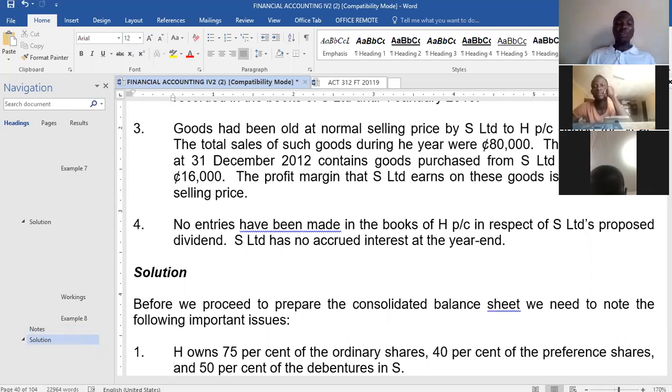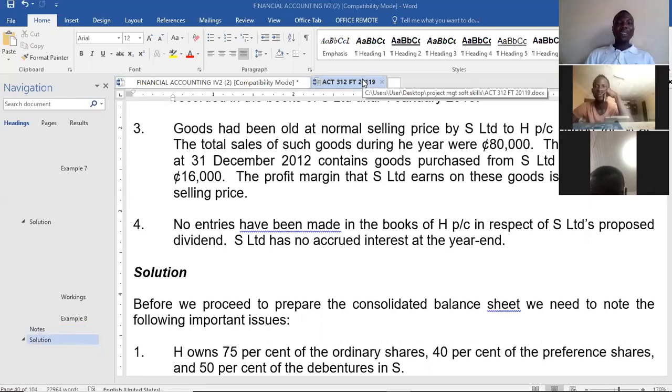The proposed dividend. Now, when you look at the question carefully, you can see that they have broken every aspect of the question into notes. So whichever note you take, you must deal with it successfully, then go to the other note. So I'll share my other screen with you, then we can take it from there.